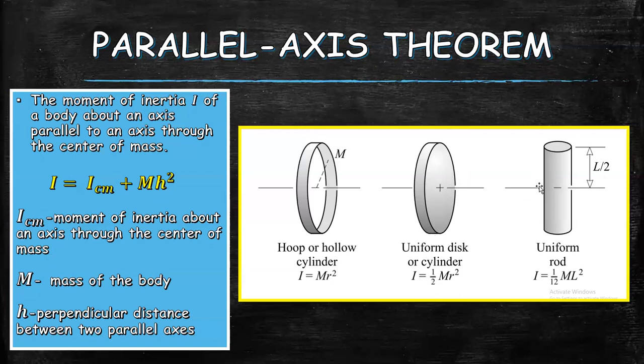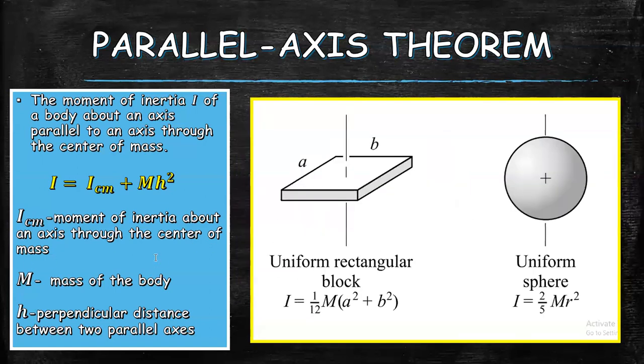Okay, for uniform rod, 1 over 12 m or our mass times L squared. So yung L squared dito is yung length ng rod natin. Okay, next is uniform rectangular block. So, 1 half M. Since yung block natin, meron yung sides. Okay? So, para makita natin sa equation, so we use A squared plus B squared. And then, lastly, we have for uniform sphere, I is equals to 2/5 mr squared.